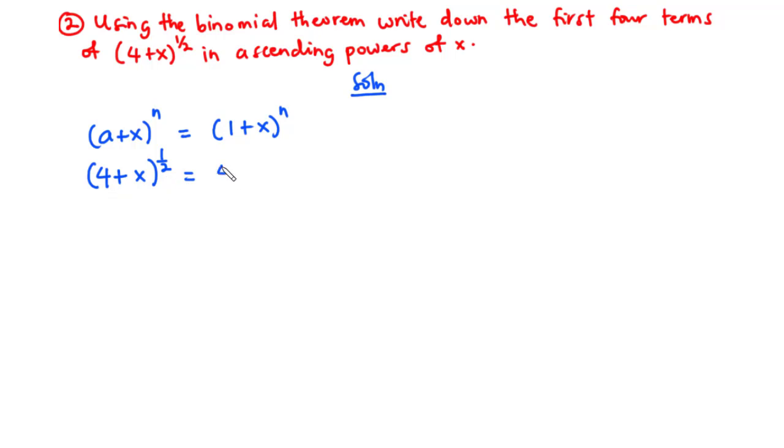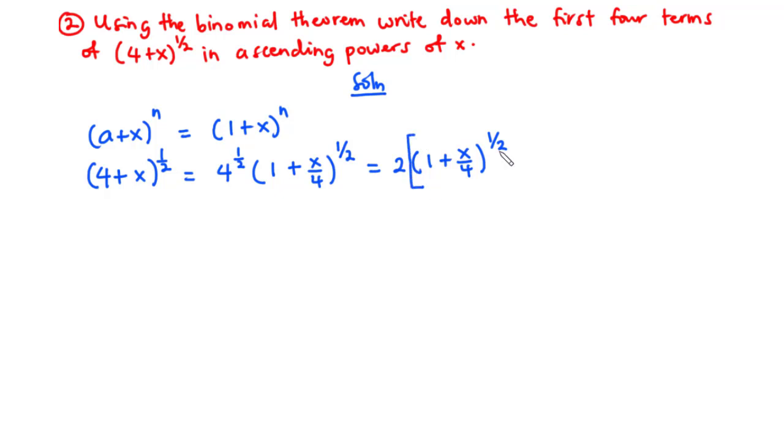So first of all, we have 4 on the outside, exponent 1 over 2, times 4 divided by 4 is 1, plus x over 4 is x over 4, exponent 1 over 2. So by this, we've been able to convert the binomial in the form a plus x exponent n to 1 plus x exponent n. Now this becomes 4 exponent 1 over 2, which is the same as the square root of 4, which is 2, times 1 plus x over 4 exponent 1 over 2.